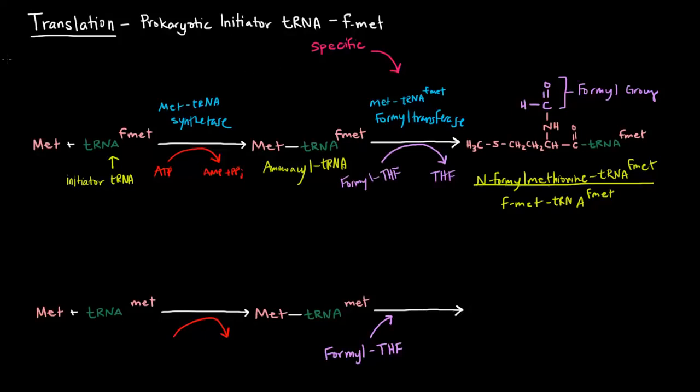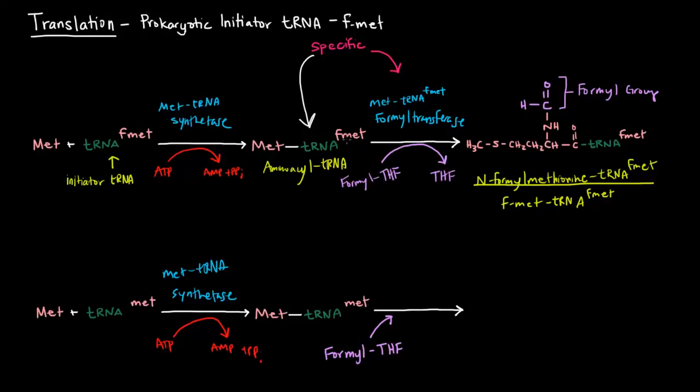But what's going on here is that this enzyme is specific to acting on this particular aminoacyl tRNA, a methionine attached to a tRNA that's specific for formylated methionine. If we took a methionine and a tRNA that's specific for methionine, and we used the methionine tRNA synthetase, and again used the ATP going to AMP and the pyrophosphate, what we get here is the methionine attached to tRNA for methionine.